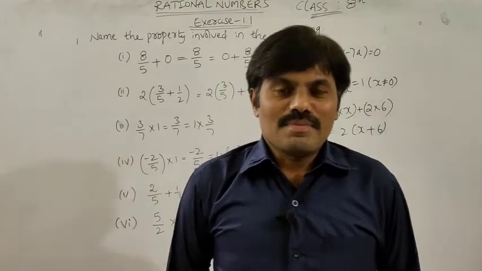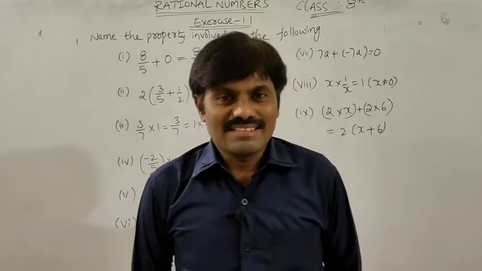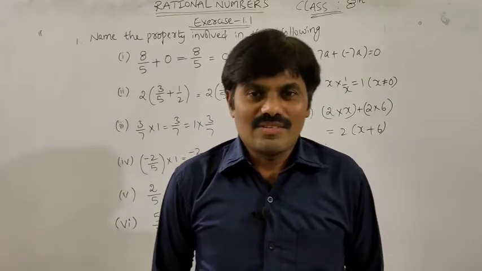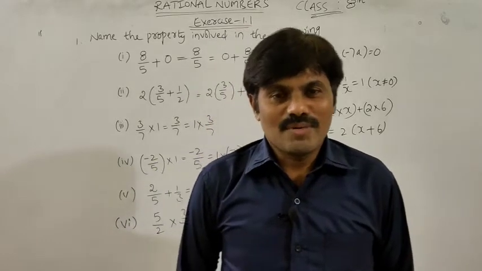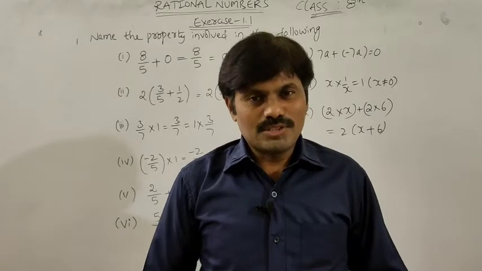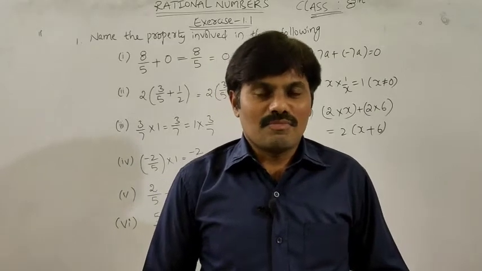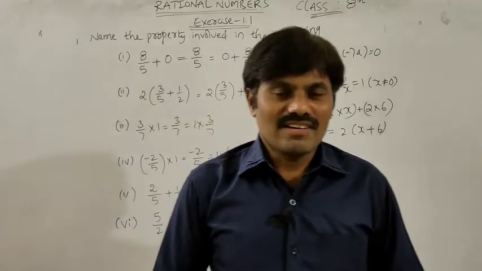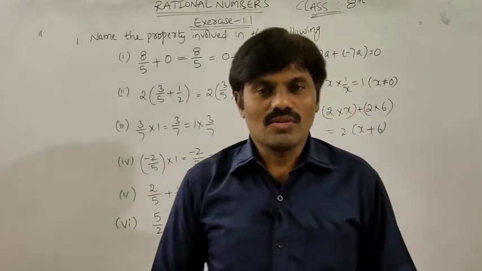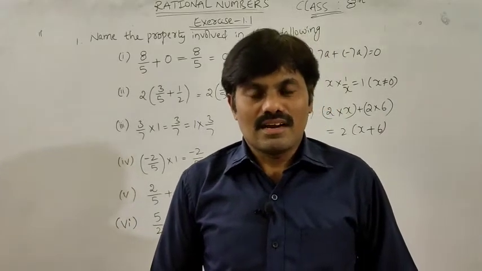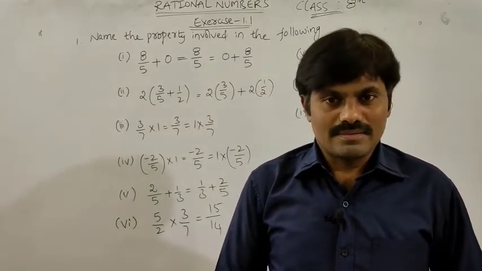Dear children, in the previous session we discussed the properties of rational numbers. What are those? Closure property, commutative property, associative property, and distributive property of multiplication over addition and subtraction. And also we have discussed the role of zero, and the additive inverse and multiplicative inverse of a number.